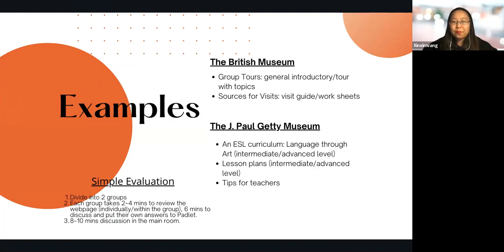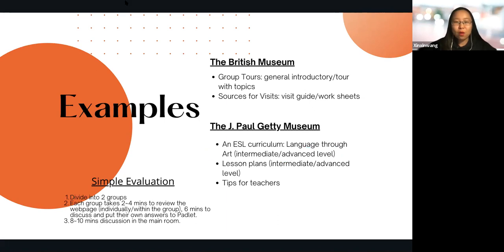So based on this thought, I created one simple evaluation activity. I selected two museums that are not from the science subject, but one is from history and another one from art. Either one of them, they prepare the sources, especially for the adult English language learners. So my logic is we will learn how museums with other subjects have done so far for the adult English language learners, and then move to my field, the science museum, like how we can develop and modify in that field.